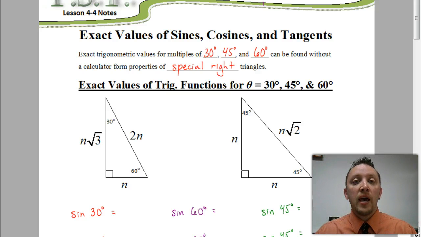We're going to start out by looking at values in quadrant 1. We're going to be looking at the 30, 45, and 60 degree angles to try to figure out what those values are. And once we figure out those values, we can use them to find the other values of our unit circle. But let's start by looking at those basic values, the 30, the 45, and the 60.